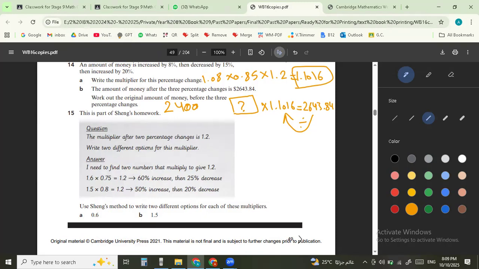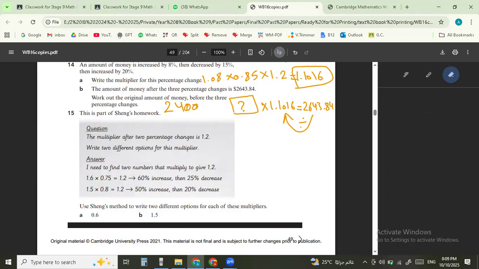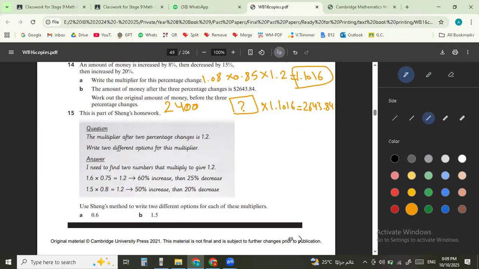Here, this is the last question. They're saying to you here that this is part of Sheng's homework. The question: the multiplier after two percentage changes is 1.2. So there are two percentage changes. Something happened, or an increase, then another increase, or a decrease, then another increase, whatever. When you multiply them by each other, they give you 1.2. Write two different options for this multiplier.